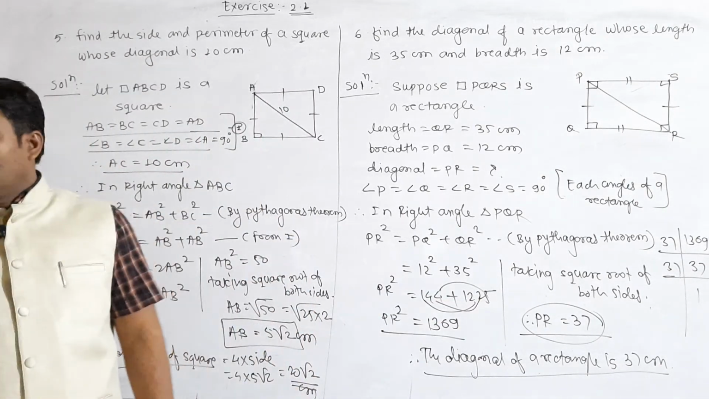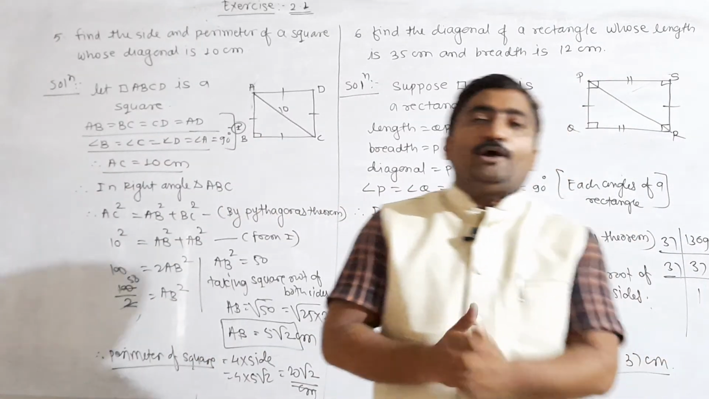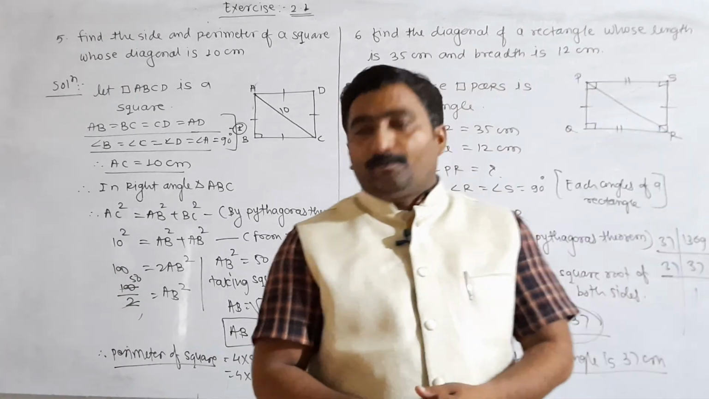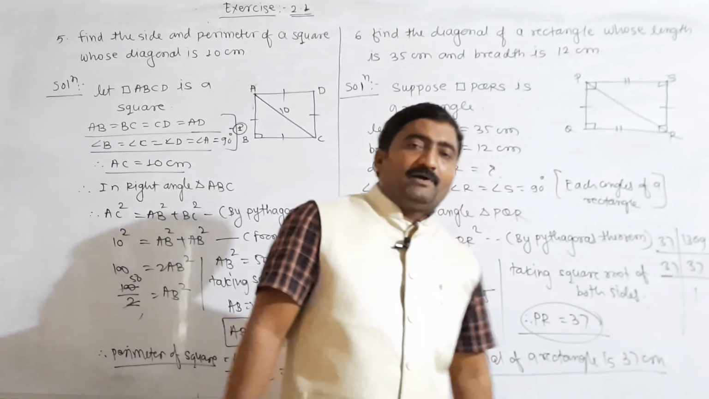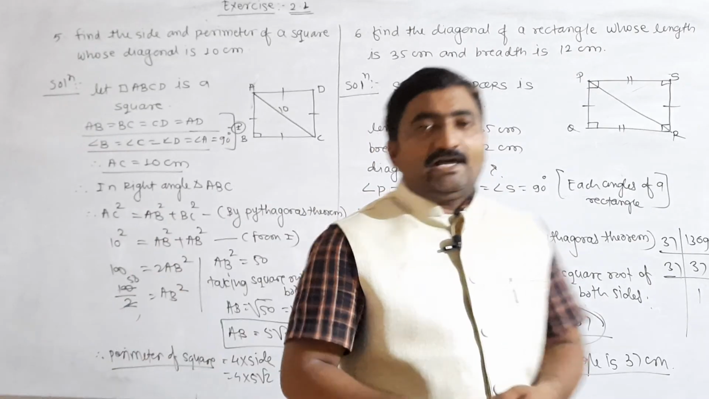In this way, by using Pythagoras theorem, property of geometric mean, property of 30, 60, 90 degree triangle, and property of Pythagorean triplet, we can solve some examples. So, this is enough for today's lecture. So, we shall stop here.